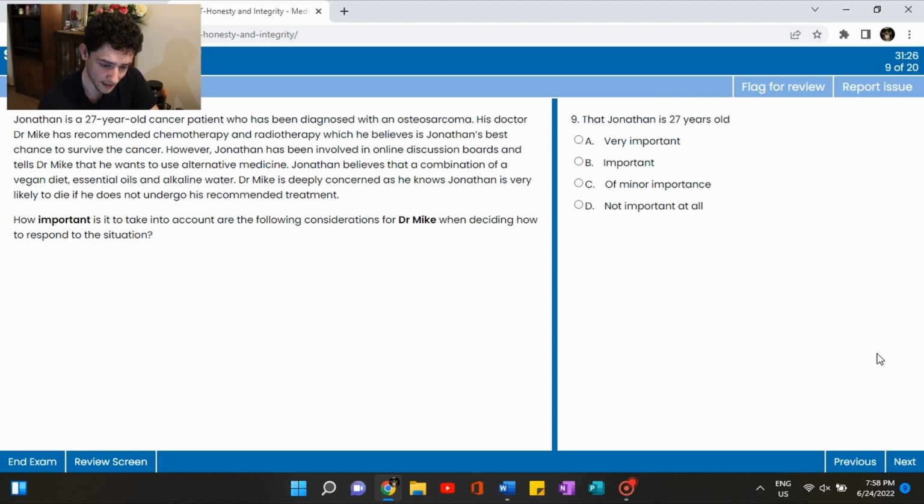The fact that Jonathan is 27 years old, how important is this? Yeah, I don't think that's important at all. One of the things that is mentioned in the resources that I've linked down below is the fact that it's very important not to discriminate against a person based on race, gender, or age. So age in this case is the key point. So we don't want to discriminate against him based on his age, therefore I'm going to go with not important at all. So I reckon that's enough questions for today.